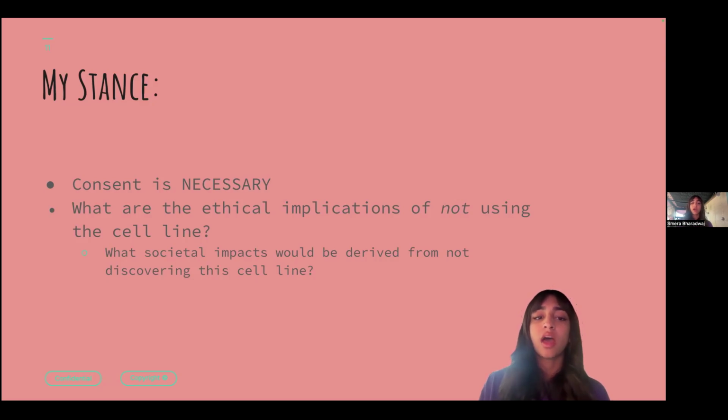I also think that it's important to see the other side and ask what are the ethical implications of not using the cell line. Had we not discovered this cell line, millions of lives would have been either lost or severely impaired from the diseases and not having the WI38 vaccines to treat them. And so it seems to me it was kind of necessary for the greater good. So it's kind of like a balance scale because there's wrongs and rights to the situation.